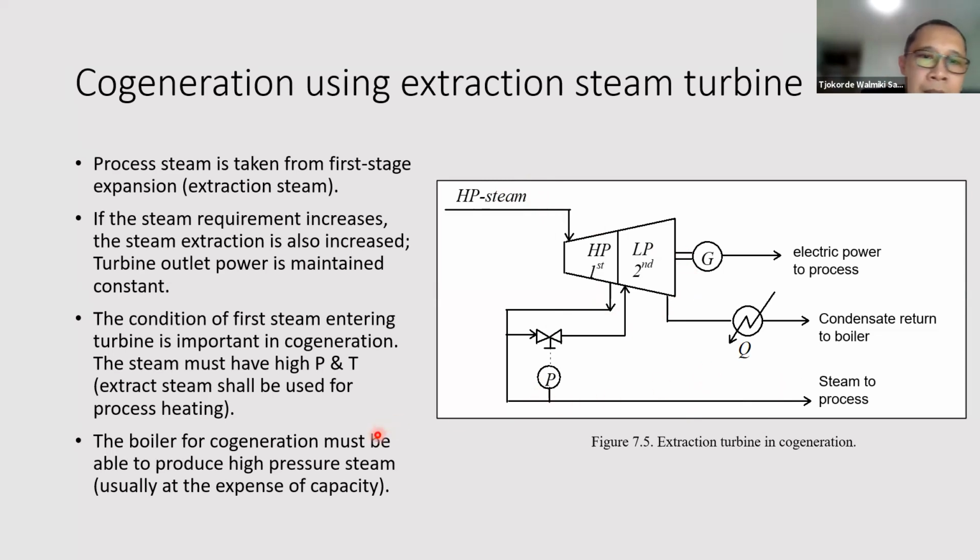And this implies that the boiler that's used to supply this HP steam, high pressure steam, must be able to produce steam at high pressure and temperature. And usually this comes at the expense of capacity. So you can imagine, right? Higher pressure, higher temperature means more expensive materials of construction, thicker steels and things like that. So if you want to build a boiler that is high pressure, high temperature, high capacity, it will be very expensive. So typically, if we want to produce extremely high pressure and temperature, then the boiler capacity is usually sacrificed.